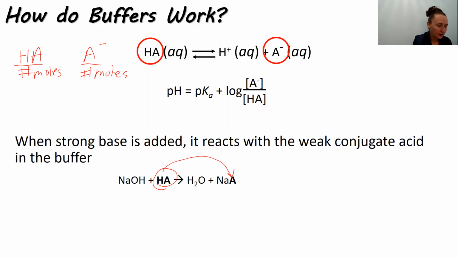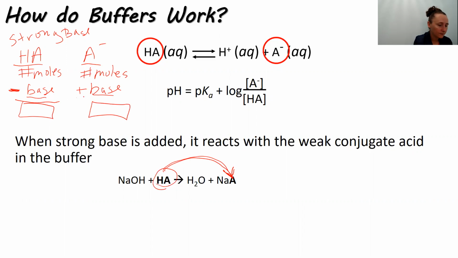Well, when you add a strong base to the system, it's going to use up your HA, and in the process, it's going to make that same amount of the conjugate. And by base, I mean the number of moles of the base you added. So you would subtract that from HA, and it's forming A minus in the process. So then you get your new amounts, and you can plug them in to see what your new pH is.